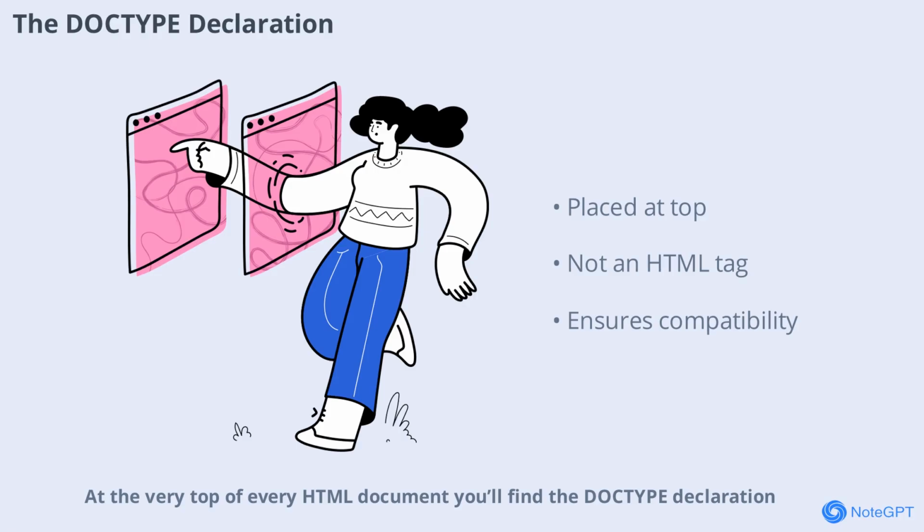At the very top of every HTML document, you'll find the DOCTYPE declaration. This isn't an HTML tag, but a special instruction that tells the browser which version of HTML you're using. For modern websites, you'll use DOCTYPE html. This simple line ensures your page is rendered correctly and consistently across different browsers. It's a small detail, but it plays a big role in web development best practices.